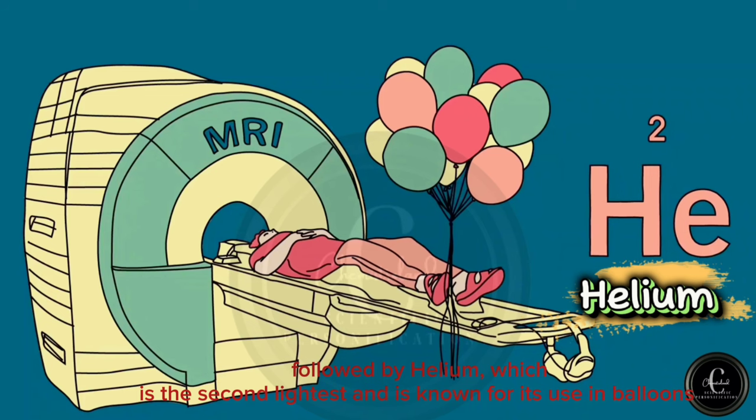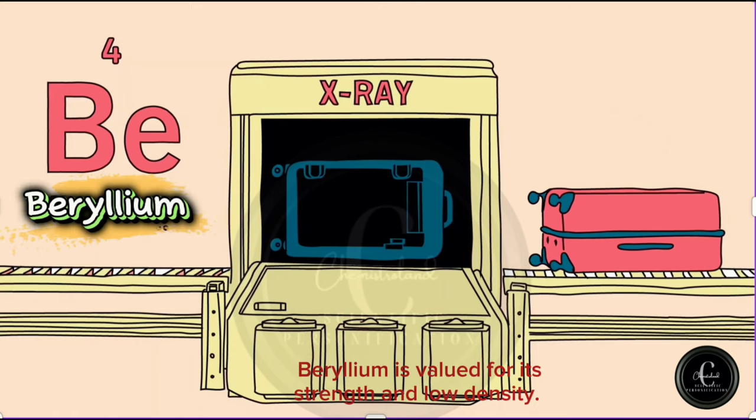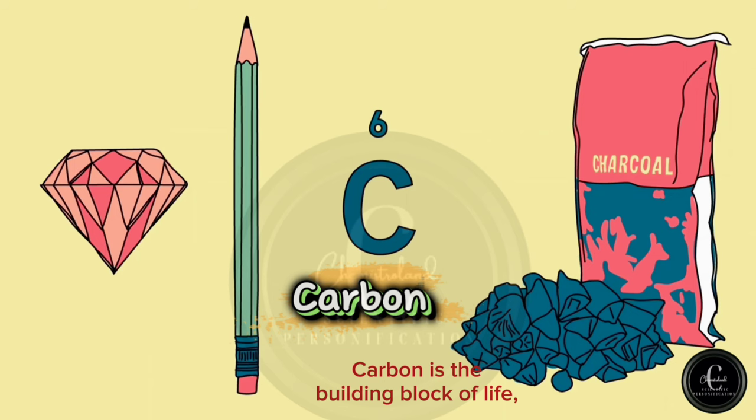The second lightest, known for its use in balloons. Lithium is a reactive metal, and beryllium is known for its strength and low density. Boron is an essential element in the formation of certain compounds. Carbon is the building block of life, forming the basis of organic compounds.